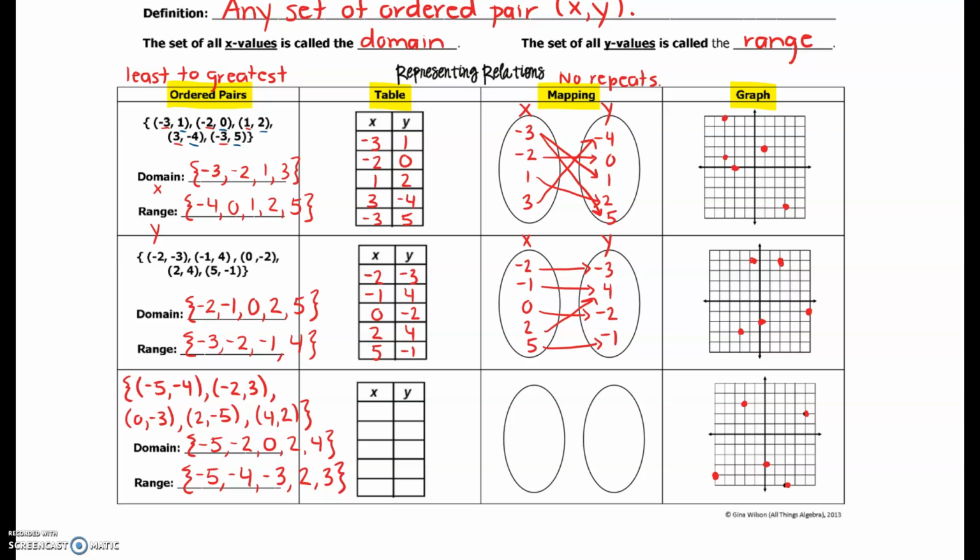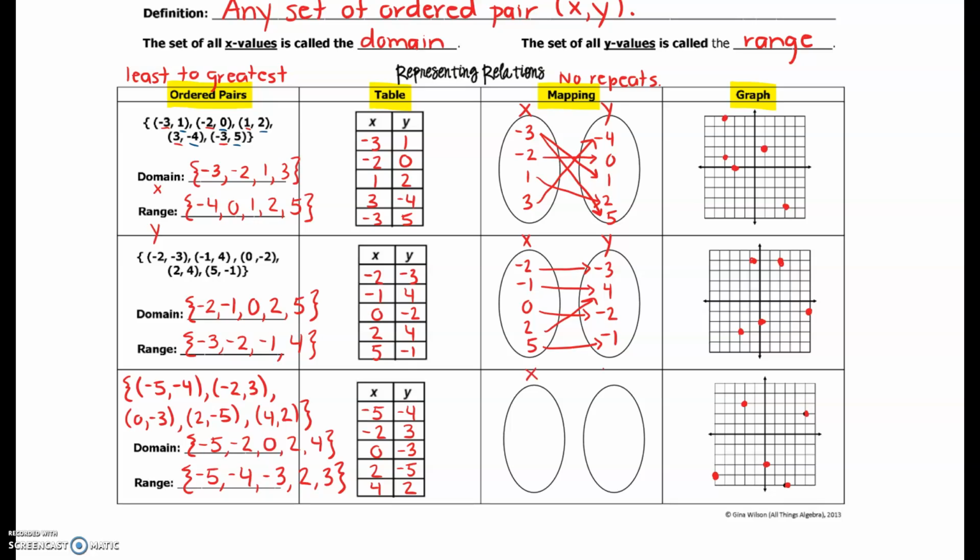Now, when you're filling out the table, be sure to go back to the points. You're not taking that from the domain and range. We are listing the x and y values together. So in this case, -5, -4, -2, 3, 0, -3, 2, -5, and 4, +2.